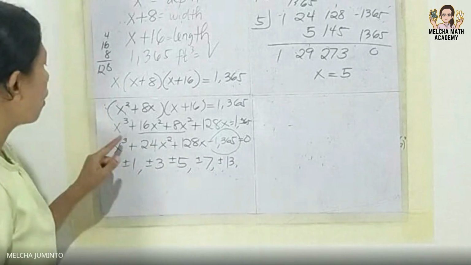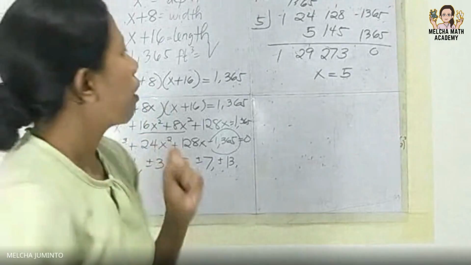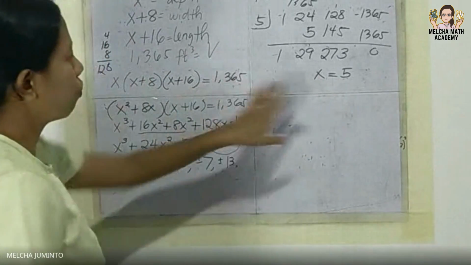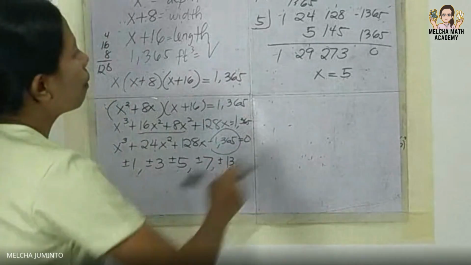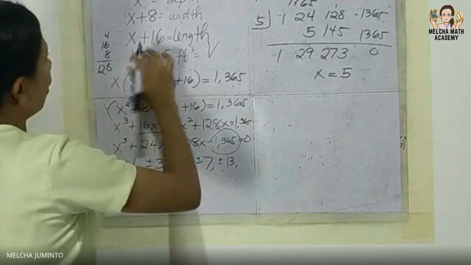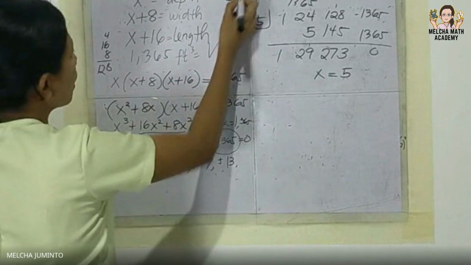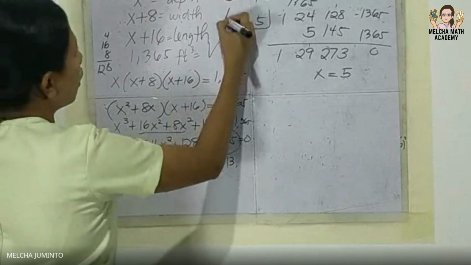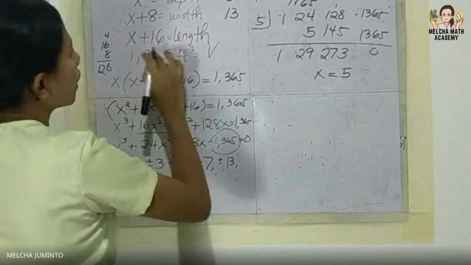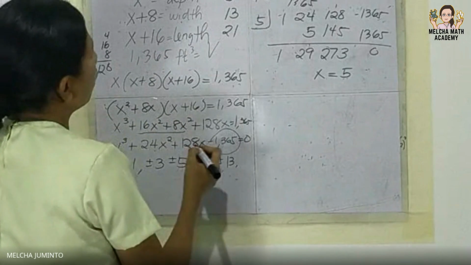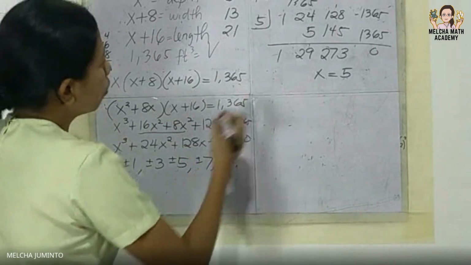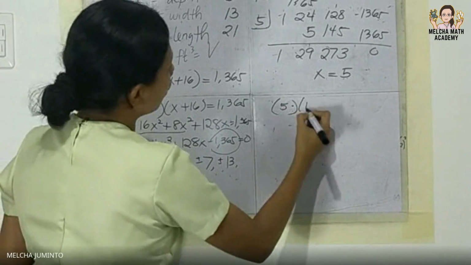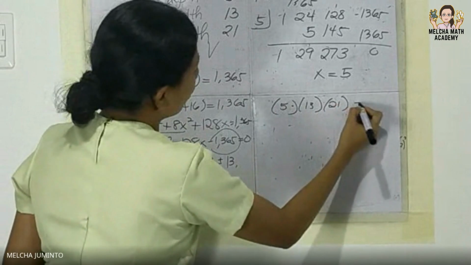Fundamental theorem of algebra tells us that there are 3 roots. But at this point, we can actually check if 5 is the answer. How? By replacing it in the given. So, if the depth is 5 feet, 5 plus 8 will be the width, 13 is the width, and then 5 plus 16 is 21 is the length. Let us try to multiply them. 5 times 13 times 21.